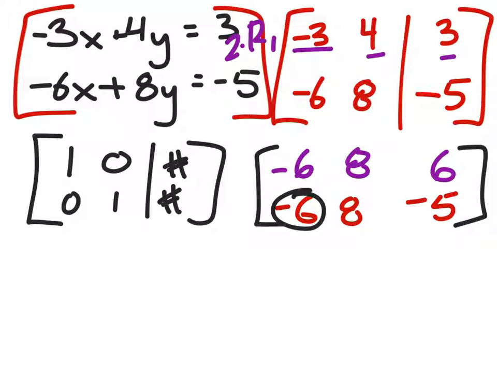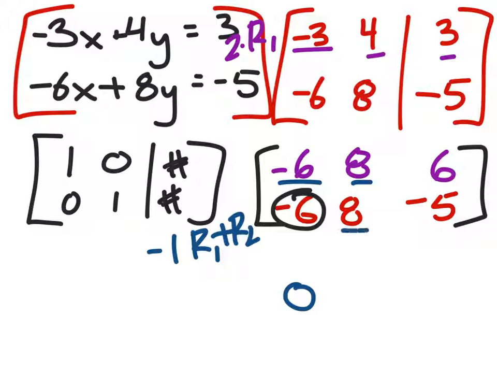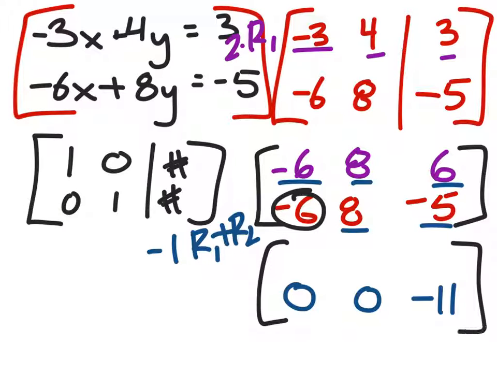All right, now let's get the 0 right here where that negative 6 is. That's pretty easy. If I take row 1 and multiply it by negative 1, that's going to change that negative 6 to a positive 6. And if I add it to row 2, it's going to add to that negative 6, making that 0. That's what we want. So I would get a 0 there. Negative 1 times 8 plus 8 would also be 0. Negative 1 times 6 is negative 6, plus negative 5 is negative 11. So it didn't affect that first row, not that it has to.